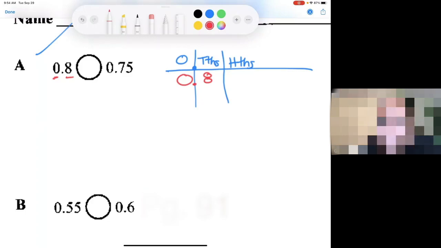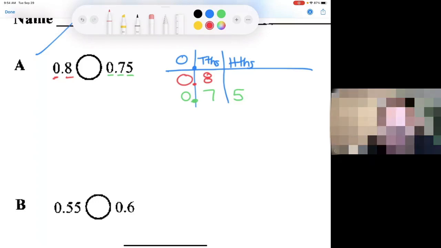All right. Now the next one, we have 0 in the ones place. Don't forget the decimal points. A 7 in the tens place, and a 5 in the hundreds place. Just by looking at it in the place value chart, can we figure out which one's more and which one's less? Probably.